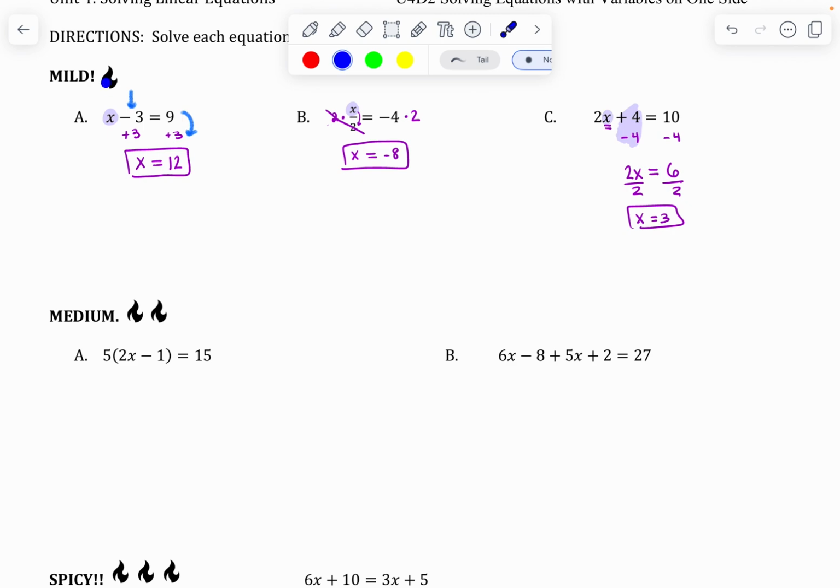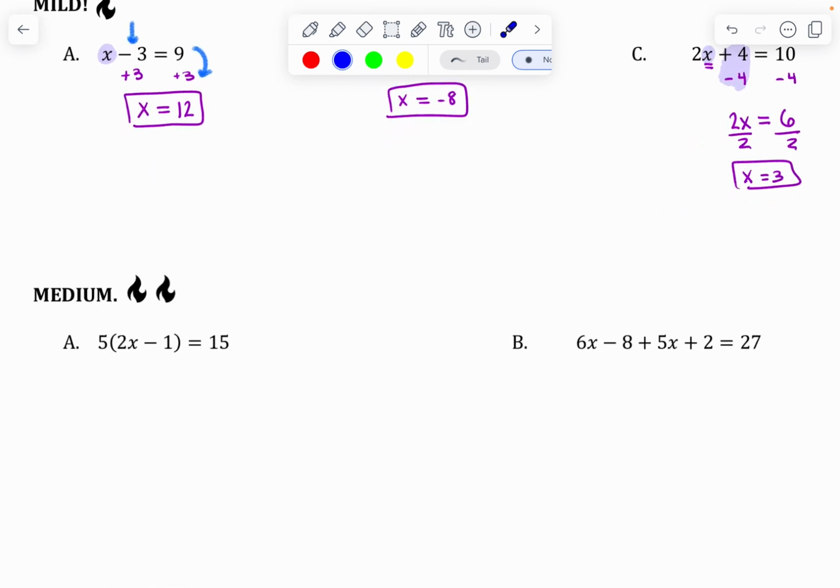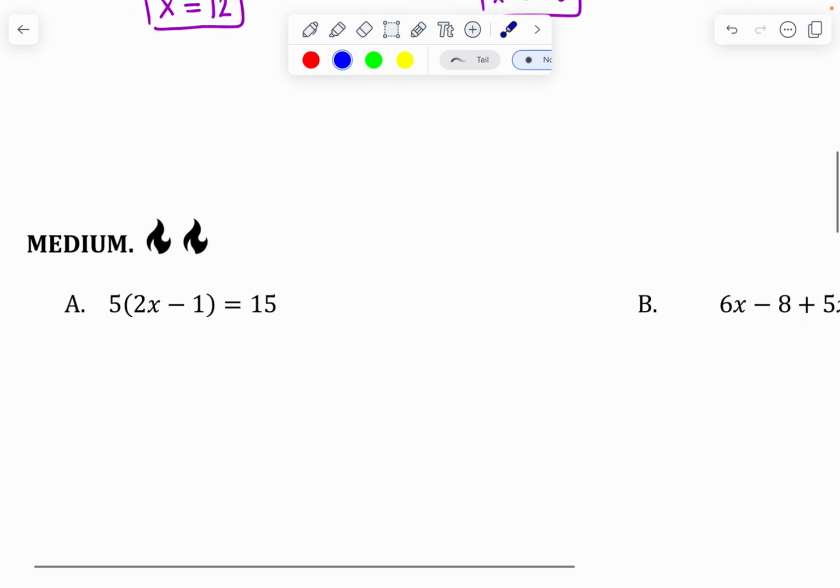All right, so those were our mild problems. Hopefully that's a quick little review from yesterday or from equation solving that you've seen before. So now let's move on to our medium problems, and I'll slow down just a little bit here because I know I went through that fast.